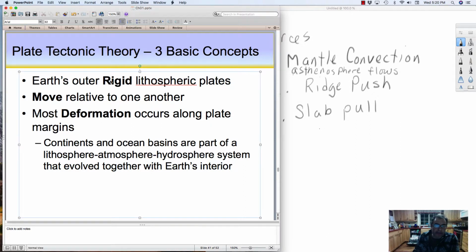One is that we have these rigid lithospheric plates. So these tectonic plates are rigid, and they move. They're moving relative to one another, and we see that most deformation is going to occur along the plate margins. And then you'll see that those plate margins are going to be those divergent, convergent, and transform margins.